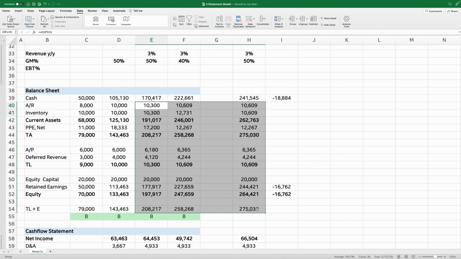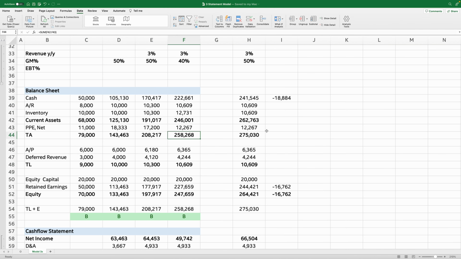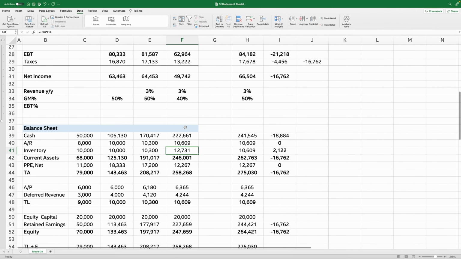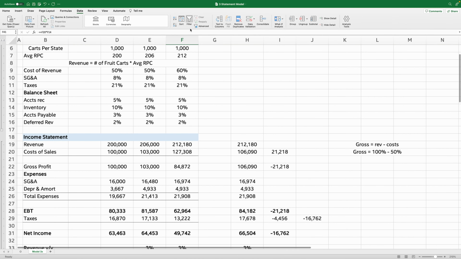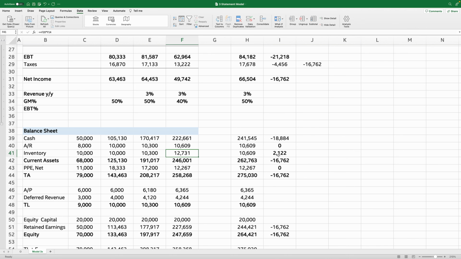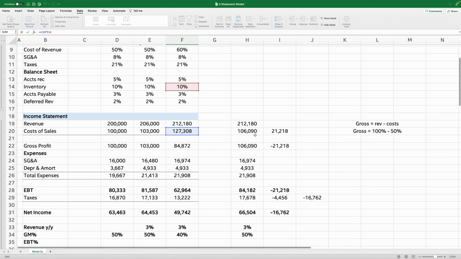So everything else is the same on the balance sheet, FYI, as you can see. Except total assets is different, but I think you kind of get it now. Why is total assets different? And how much is it different by? 16,762. Let's just drag this up. Inventory change. Wait a second, why did inventory change? Oh, because we calculate inventory as a percent of our cost of sales. Cost of sales. So it was originally 10% of 106,090.